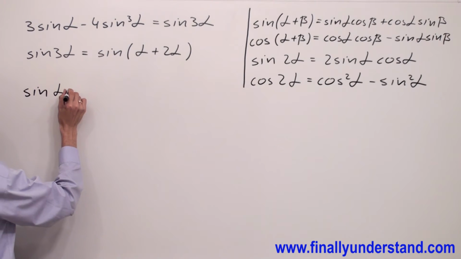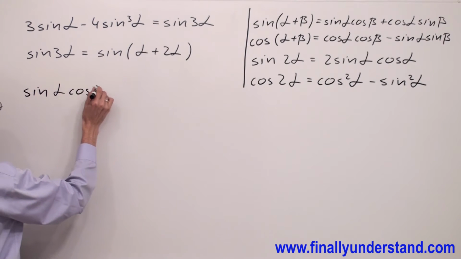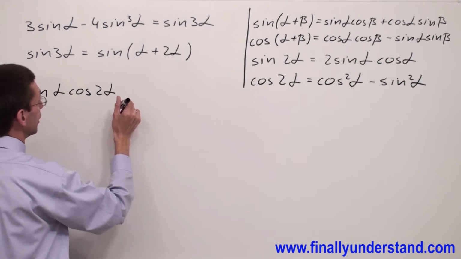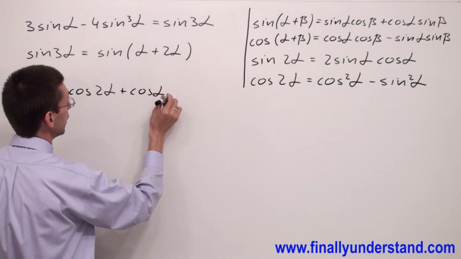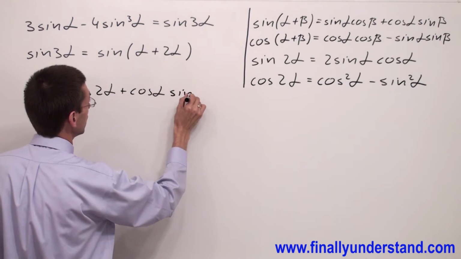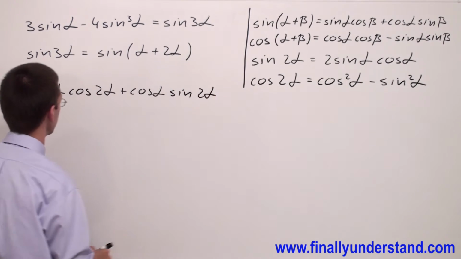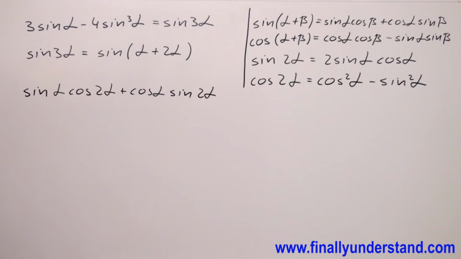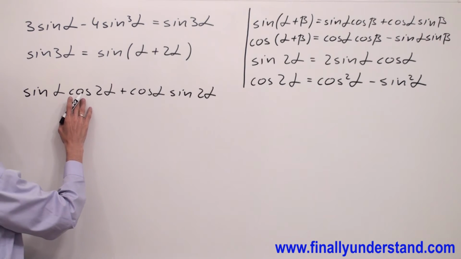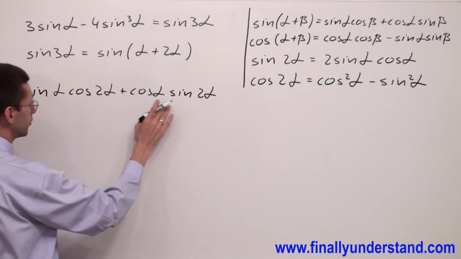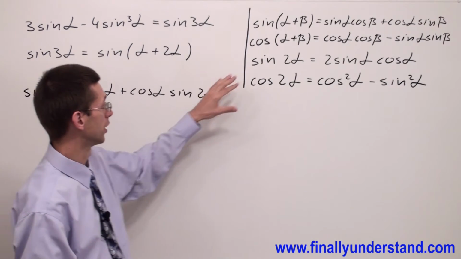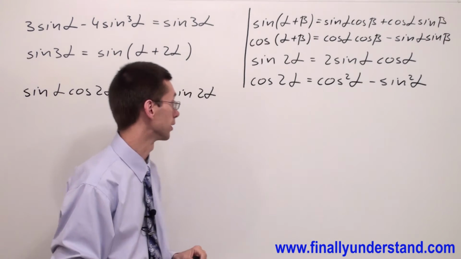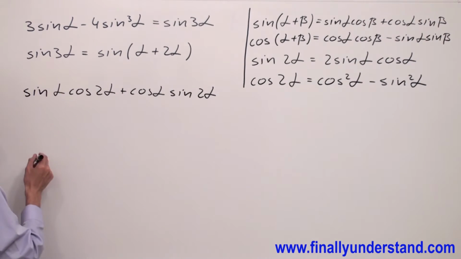alpha times cosine 2 alpha plus cosine alpha times sine 2 alpha. Now we have the cosine of the double angle and the sine of the double angle. I'm going to use the formulas for the double angles in order to simplify this further.